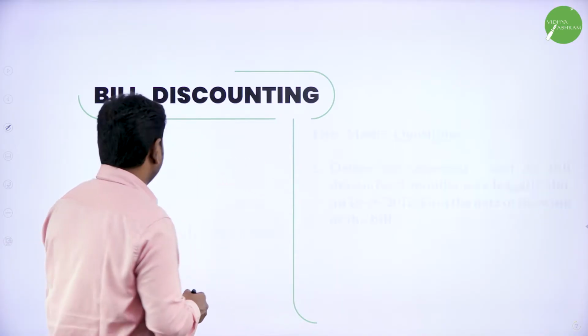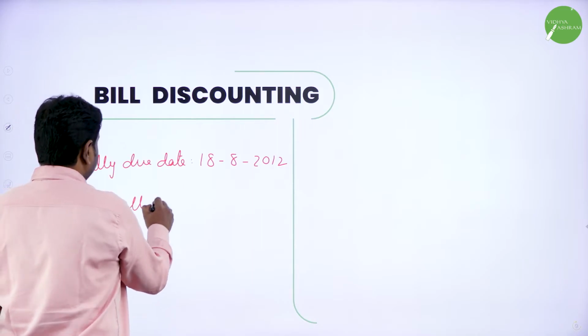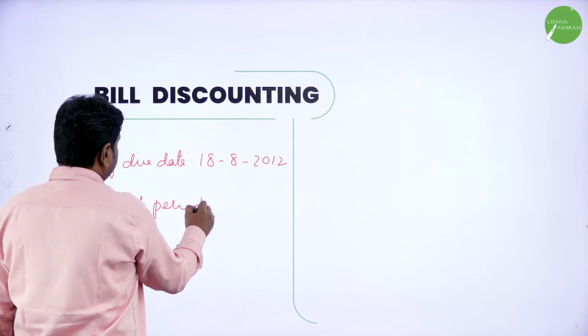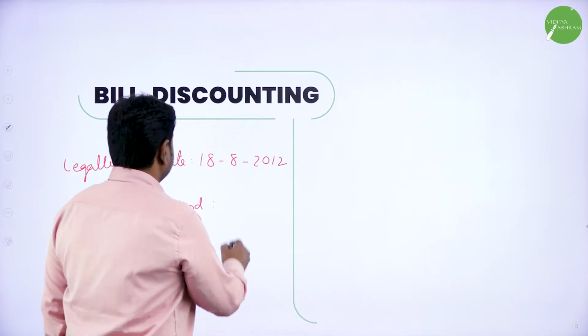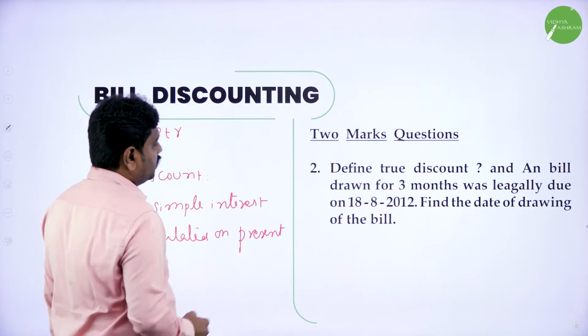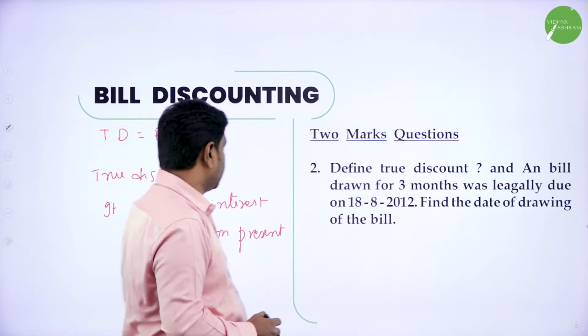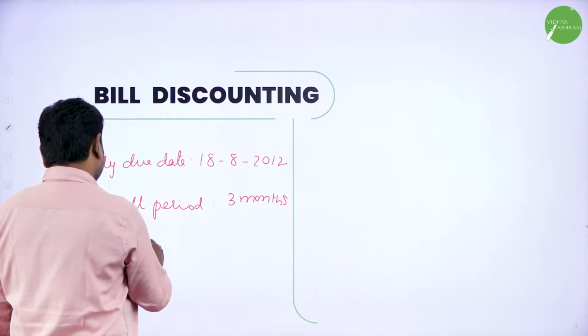3 months. Bill period is also given. What is the bill period they mentioned? They gave clearly the bill period is exactly 3 months, drawn for 3 months. And then what do they want? The drawn date. So they want the date of drawing.